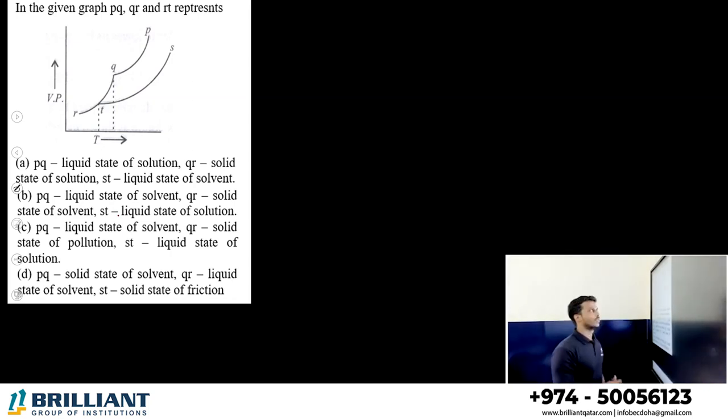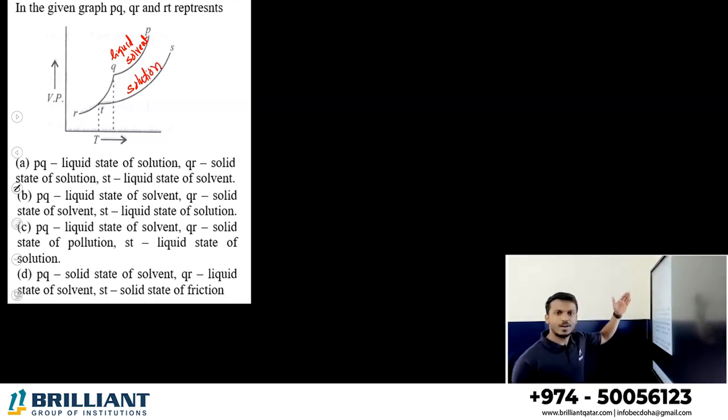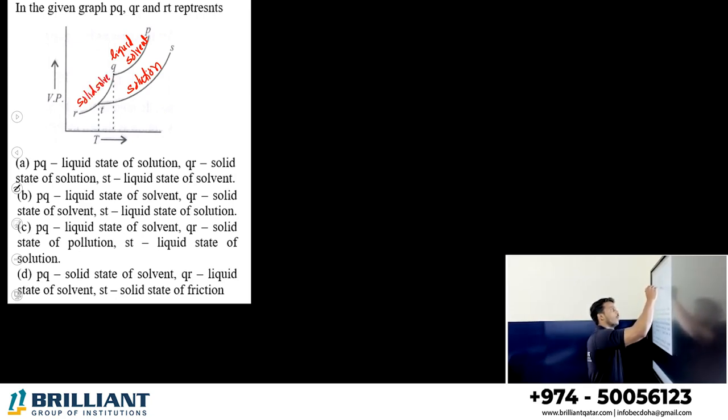There are three curves. PQ, can you see PQ? What is PQ? That is our liquid solvent. What is the one below, ST? ST, that is liquid solution. Then what is the curve QR? You are freezing, dear student. You are lowering the temperature. So liquid solvent is finally converted to what? Solid solvent. Liquid solvent is converted finally to solid solvent.